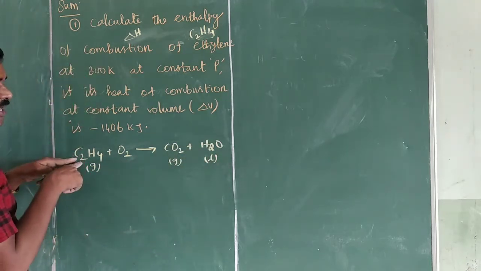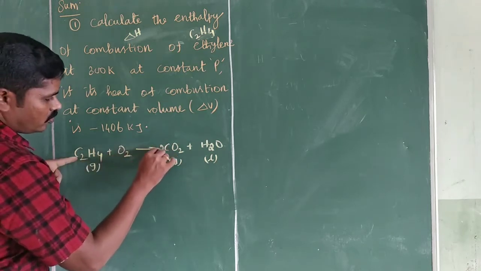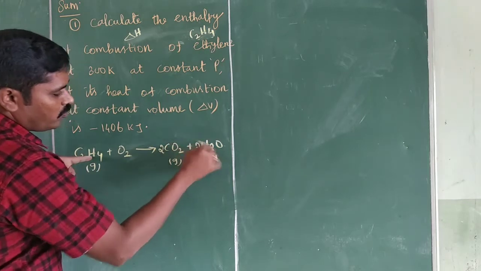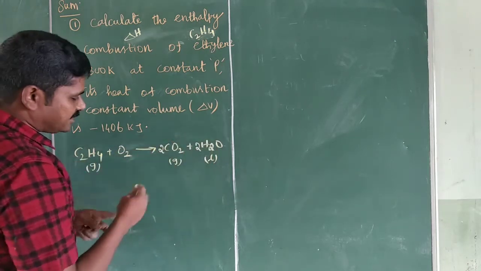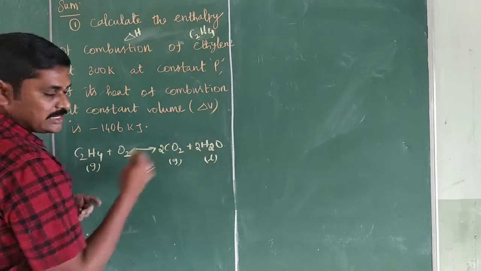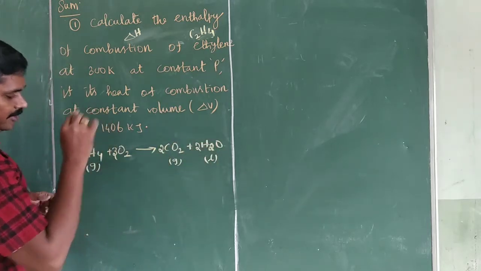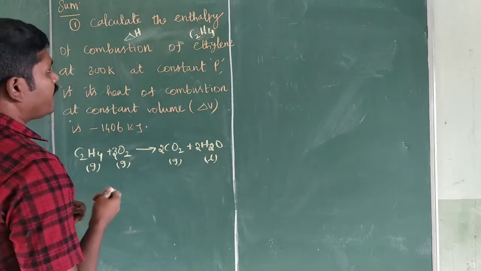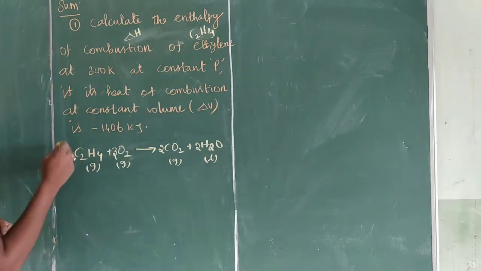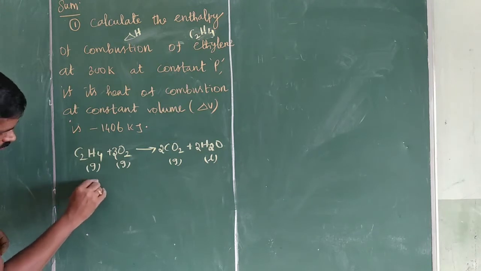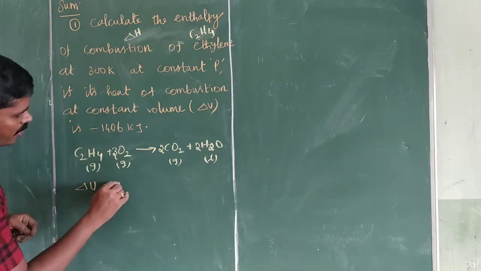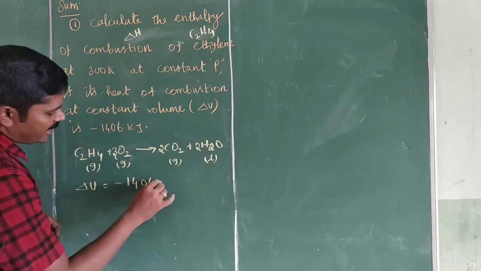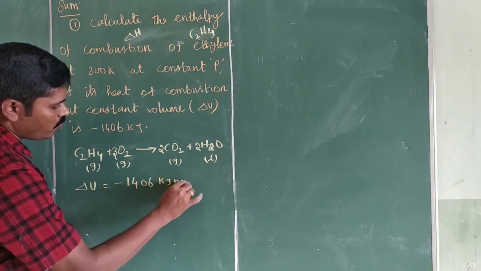How many carbon in reactant side? 2 carbon. How many hydrogen? 4 hydrogen. So C2H4. How many oxygen in product side? 4 plus 2, 6 oxygen, so 3 O2. The oxygen is also in gaseous state. So the given value is del U equal to minus 1406 kilojoule mole inverse.